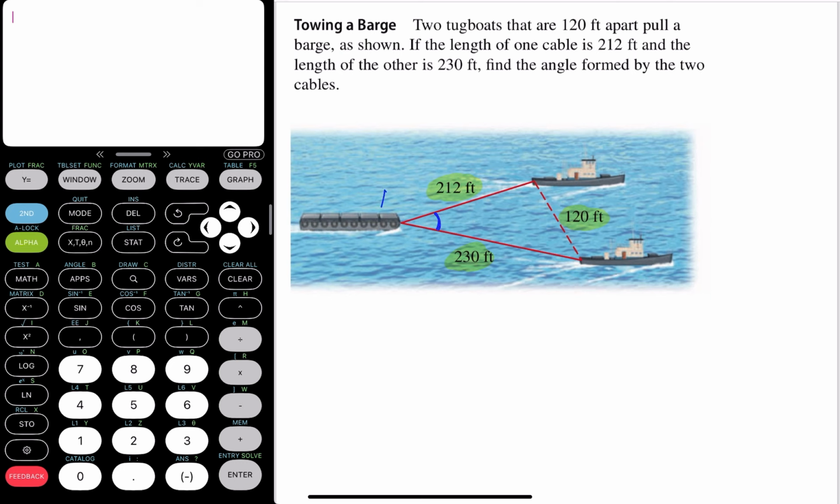So let's start giving some names. I'm going to call this point A, this point B, and this point C. So I've got angle A, angle B, angle C, and I've also got sides A, B, and C. So side A is 120 feet, side B is 230 because it's across from angle B, and side C is 212 because it's across from angle C.